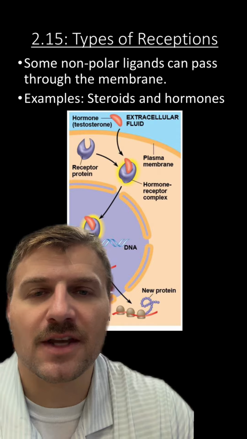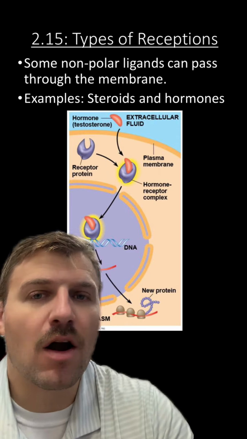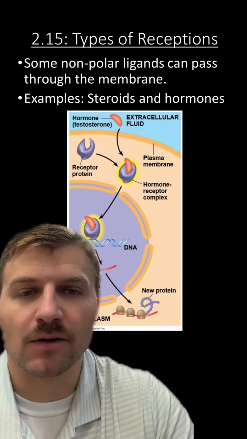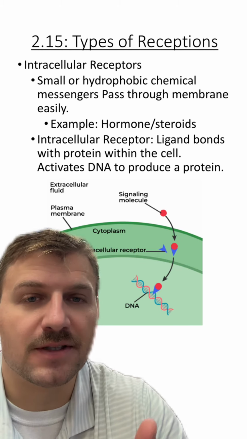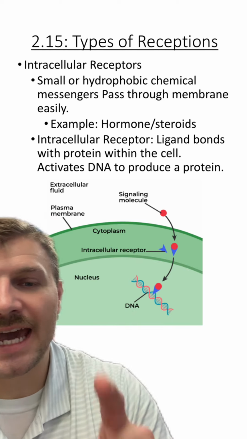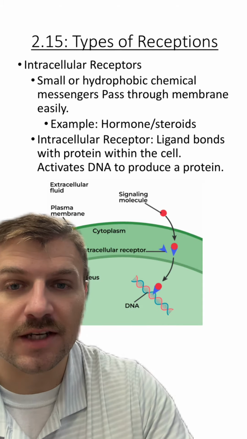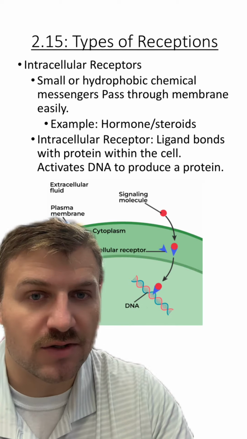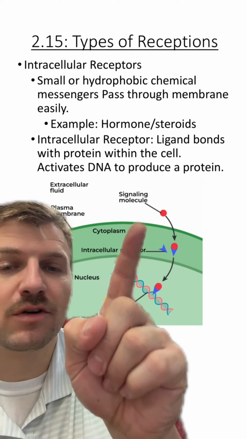Another type of reception that goes on within the cell is through internal receptors. There are some non-polar ligands that can pass the membrane, such as steroids and hormones. What these are going to do is cross the membrane and bind to a specific type of receptor within the cell. Typically, these receptions then activate some type of response within the nucleus to produce a protein. That can be a host of different things, but basically it's going to activate DNA to make RNA to make a protein. So the difference here is that the signaling molecule is going to cross the membrane instead of just attaching to a membrane protein.